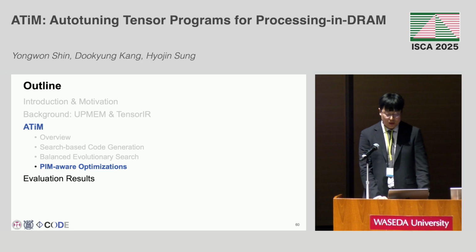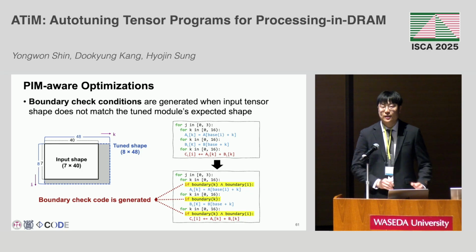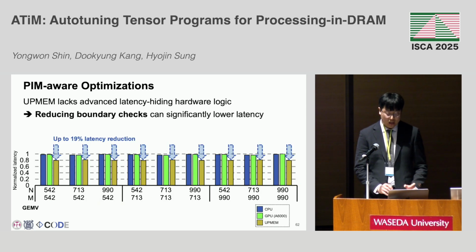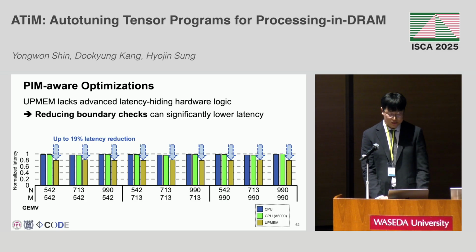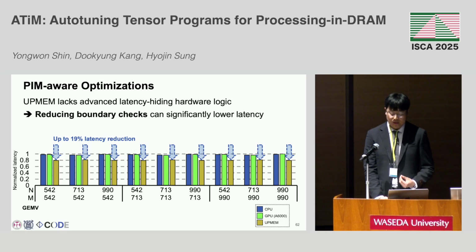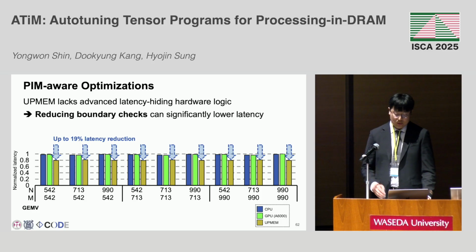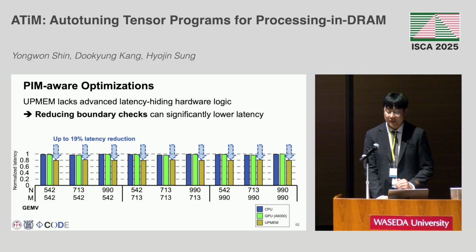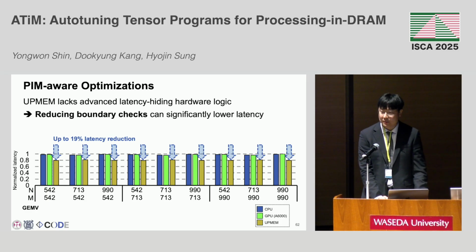Now I will present PIM-aware optimizations that efficiently handle boundary conditions on UPMEM hardware. When the input tensor shape does not match the model's expected shape, extra boundary checks are required to prevent out-of-bounds access. CPUs and GPUs have advanced latency hiding logic, so branch checks can hardly impact their performance. But UPMEM doesn't have this logic and has limited compute power, so frequent branch checks can slow it down much more. As shown here, reducing boundary checks can lower latency by up to 19% on UPMEM, while the same optimizations make little difference on CPUs and GPUs.